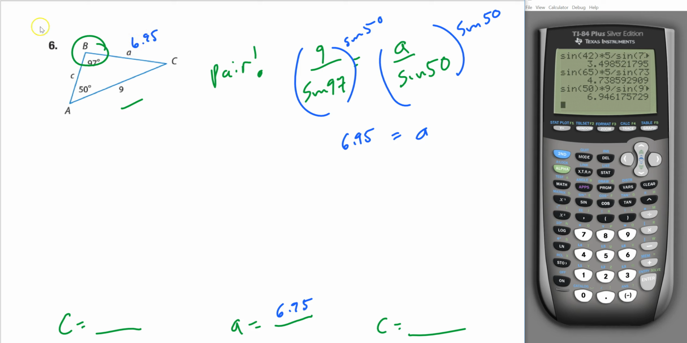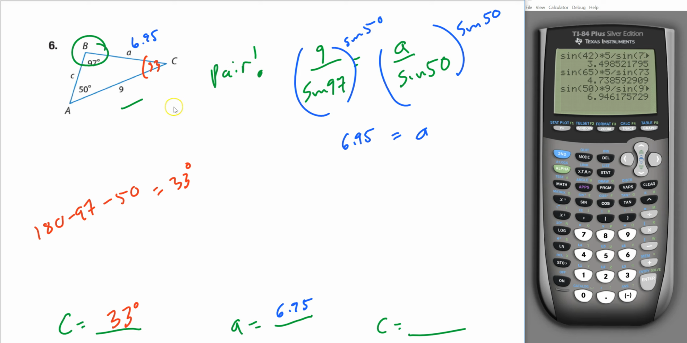Now to find the C's, the first easiest thing you can always find is the remaining angle. 180 minus these two always gets you the final angle of a triangle. It's 180 minus 97 minus 50. That would be about 33. Now my C's look the same. Let's say this is capital C.